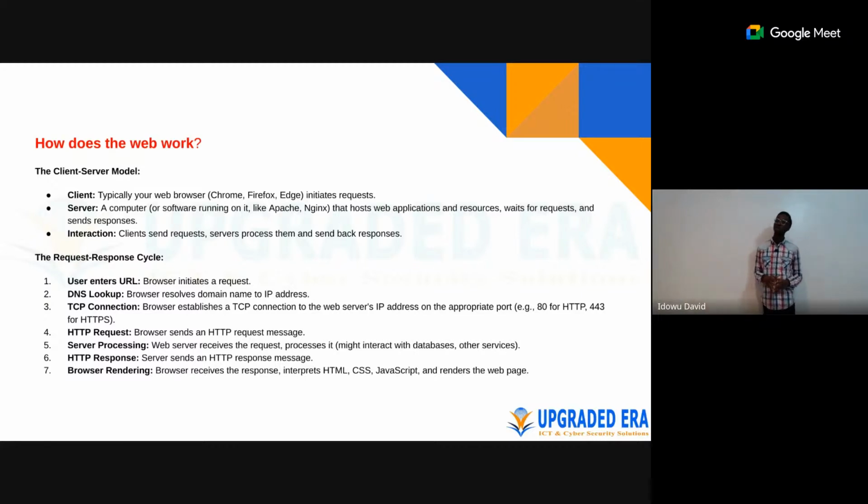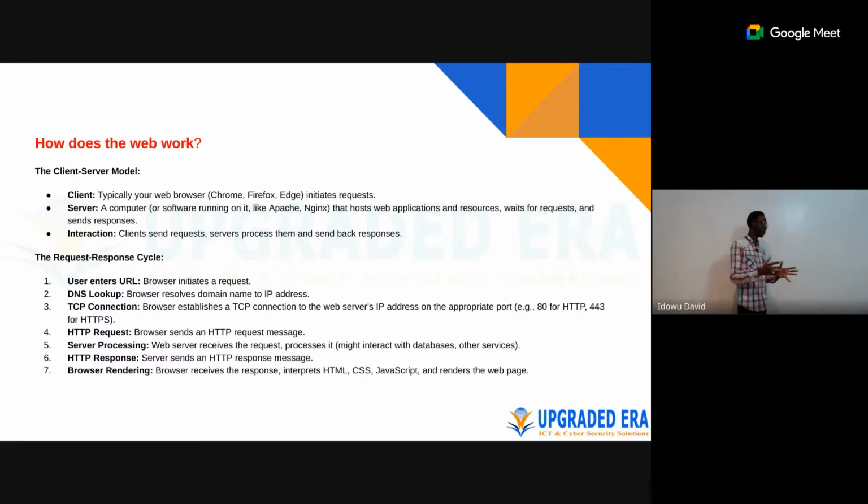That's one. Second of all, is the server. So what is a server? A server is a computer or software that is running on it. For example, Apache is a server, Nginx is a kind of server. So what are we trying to say here? We're trying to say that a server is a computer that hosts your application and resources. It's the system or engine room where the web application is sitting. The application is not controlling itself. There is something that powers it. What powers it is the server.